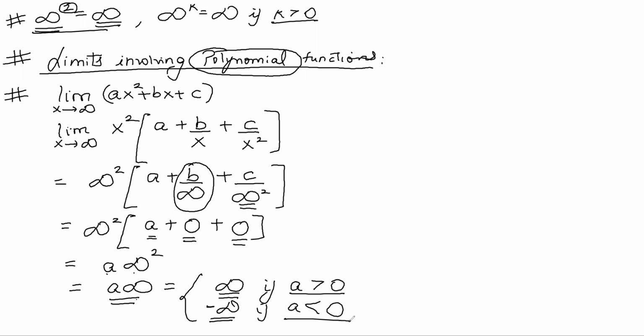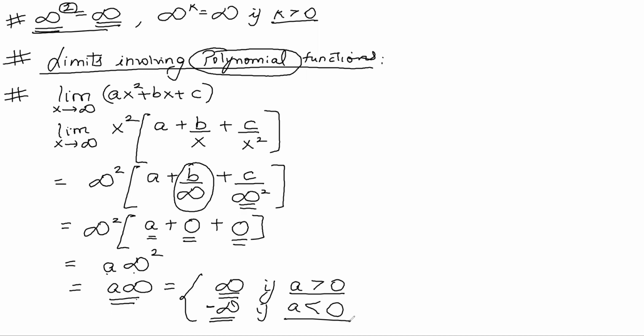Sir, can you please explain again how b upon infinity and c upon infinity square is 0? Basically, you can write it in your register: anything upon infinity is always equal to 0. When infinity comes in the denominator, the value of that expression is 0. It's a rule. Okay. So I hope I can move forward. This was a polynomial function.